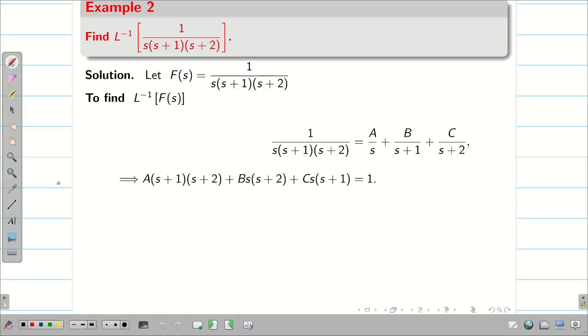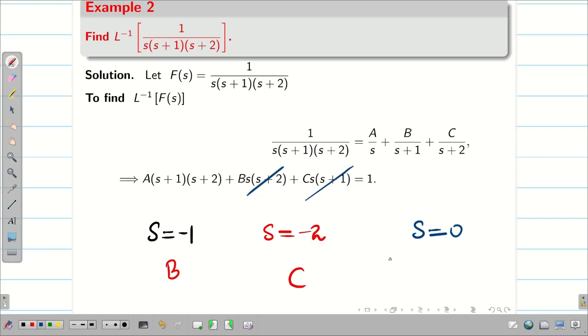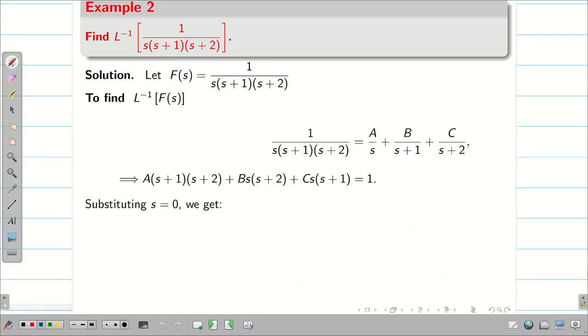Now my aim is to find the constants A, B and C. So what is the trick we are going to use? We have to take a number such that it makes some terms 0. Here I have S plus 1, so I am going to take S equal to minus 1, which makes these two terms 0. I will get B. Next I will take S equal to minus 2, then it will make these terms 0, and I can find C. And finally, if I put S equal to 0, then these two terms become 0, and I can find A. So now we can easily find A, B, C and proceed with the problem. So put S equal to 0.